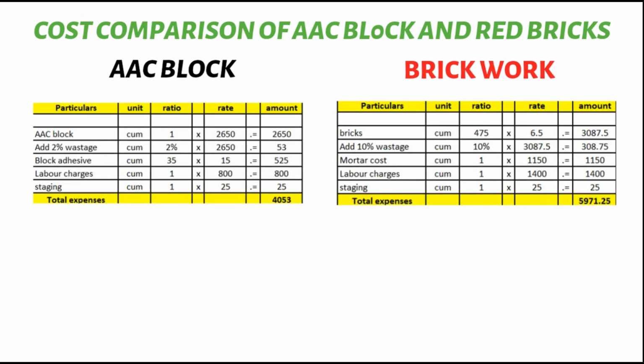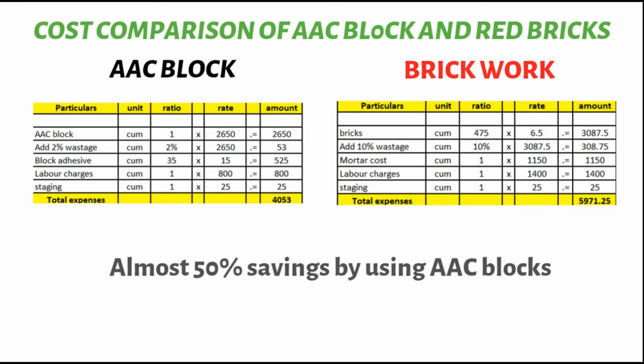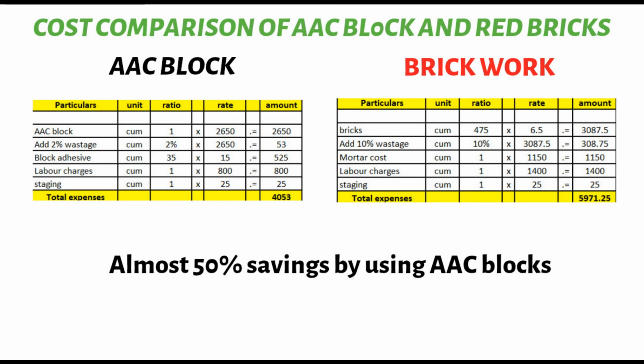For AAC blocks, the normal average rate per cubic meter is 2650, considering 2% wastage, and block adhesive is 35 kg per 1 cubic meter at a rate of around 15 rupees per kg. The labor charges can start from a basic of 800 rupees per cubic meter, and staging cost comes to around 25 rupees. The total cost is around 4000 to 4200 per cubic meter.